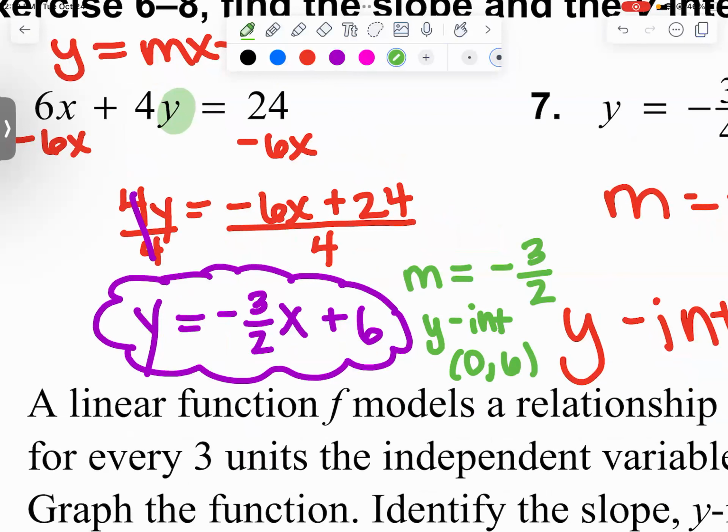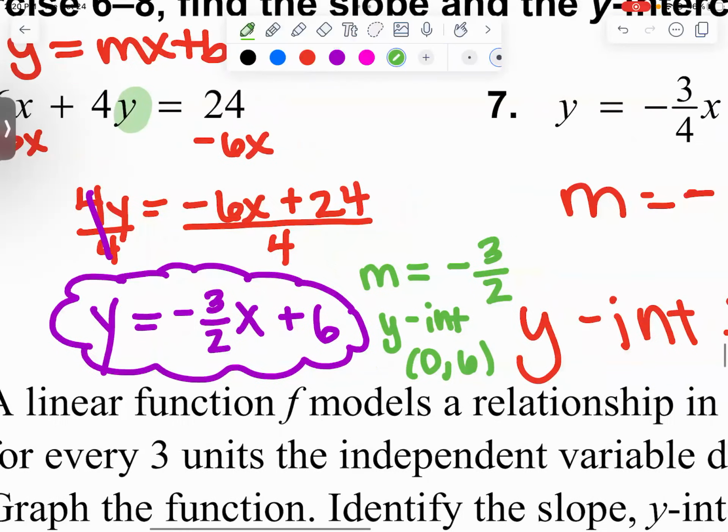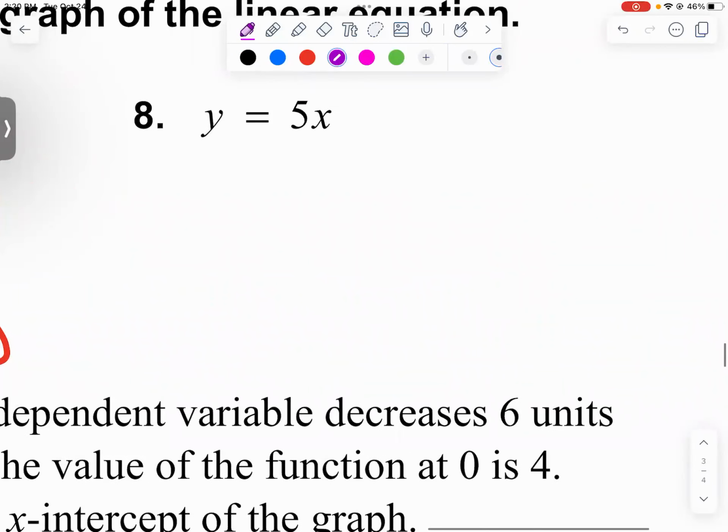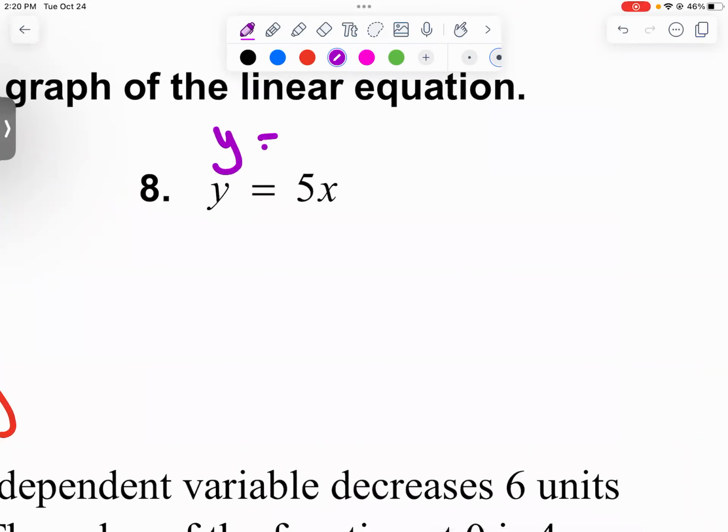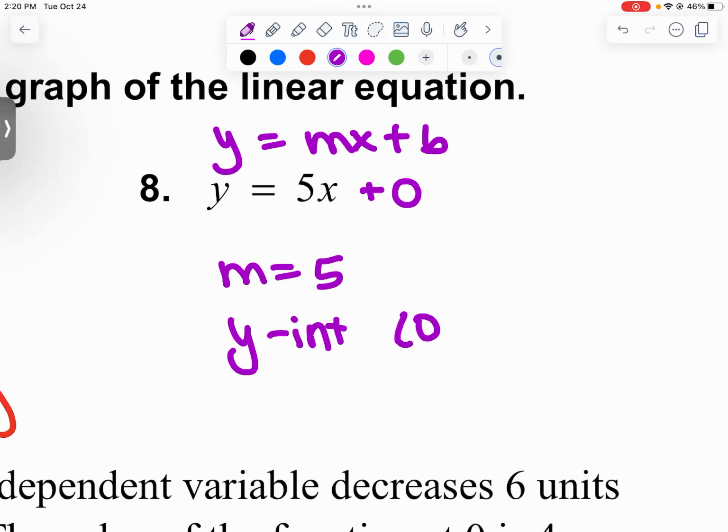Maddie. Okay, so this is the situation that Cassie was talking about. y equals 5x. So if I'm just going to write up here y equals mx plus b, our slope we can identify as 5. But I don't see anything right here. It's because there's nothing. There's plus 0. So we can just imagine this is plus 0 and our y-intercept is 0. Okay.